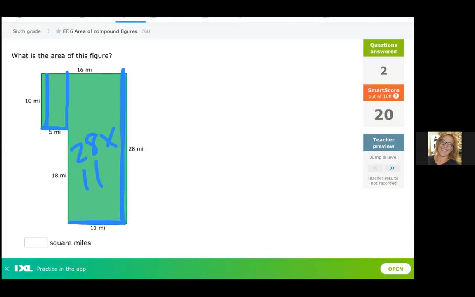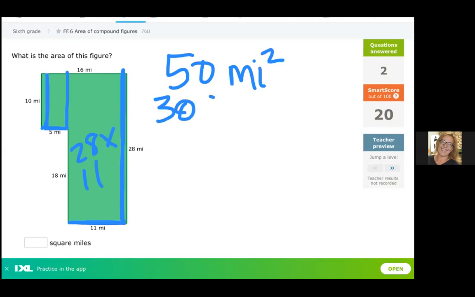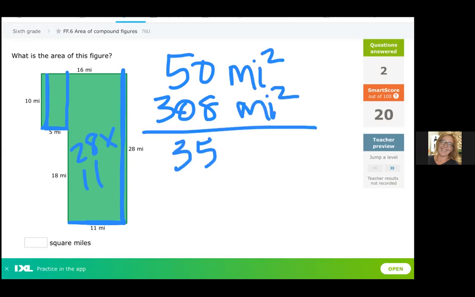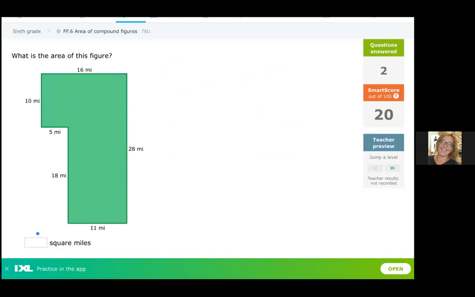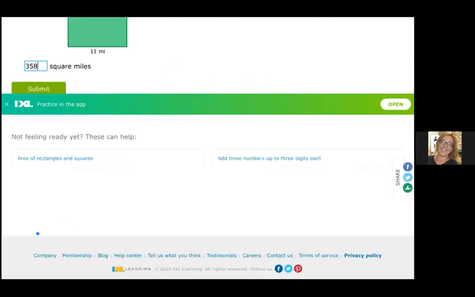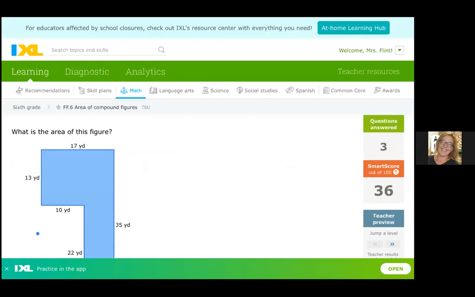So again, 10 by 5 would give us 50, and these are square miles because we're doing area. The unit of measure is always a square unit. 28 by 11 is 308 square miles. And so together that would give us 358 square miles. Let's see how we did. 358 square miles, correct. Okay, so that's what you're going to practice today.